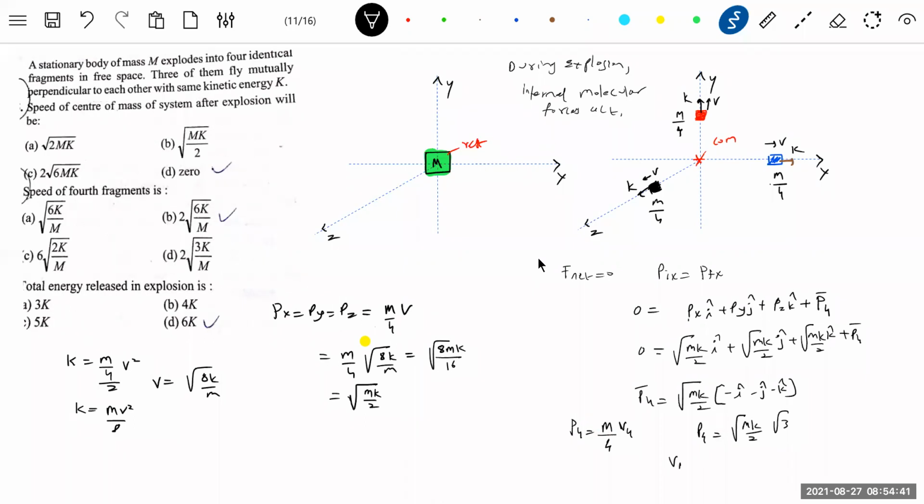Okay, now v4 is needed. So this is equal to 4 into P by M, which gives v4 equal to root 3 mK by 2, K by m. What is v4? The speed of the fourth fragment.